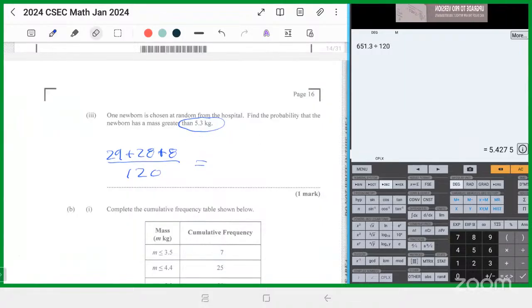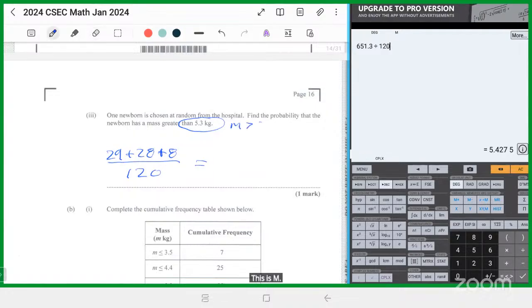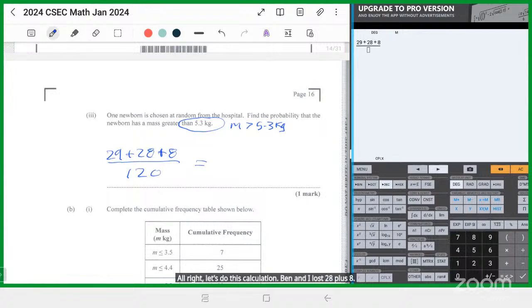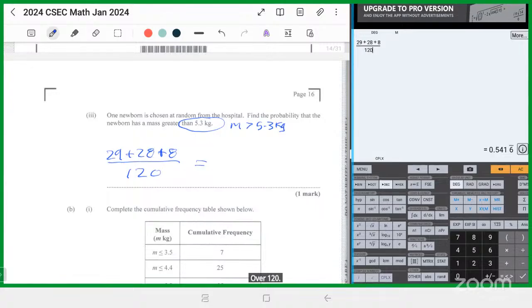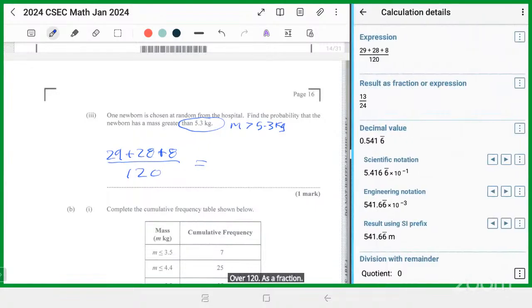This is M greater than 5.3 kilograms. All right, let's do this calculation. As a fraction, 29 plus 28 plus 8 over the 120. That reduces to 13 over 24. That's what it reduces to. All right, that is it.